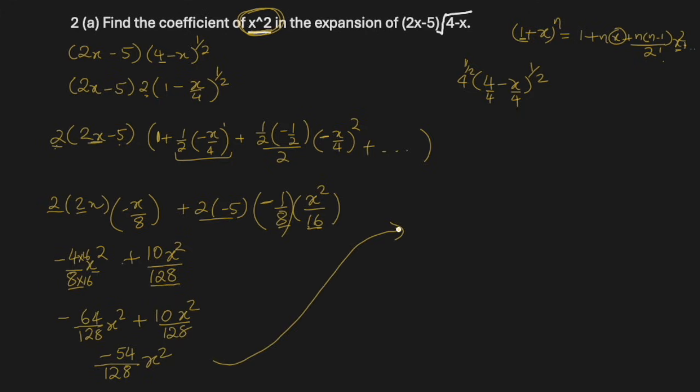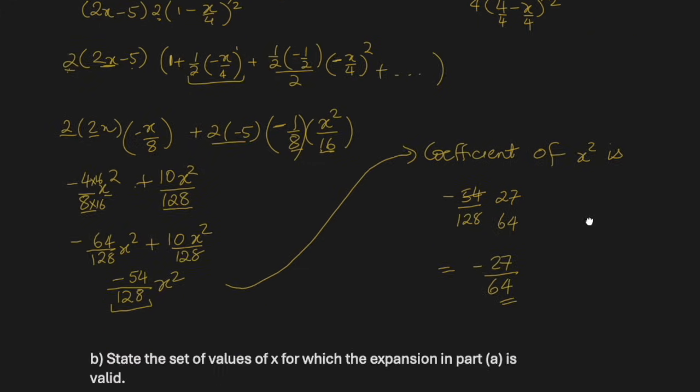And the question was, find the coefficient of x square. Coefficient of x square is this. So coefficient of x square is minus 54 over 128, and we can divide it by 2. It becomes 27 and this becomes 64, which is minus 27 over 64.